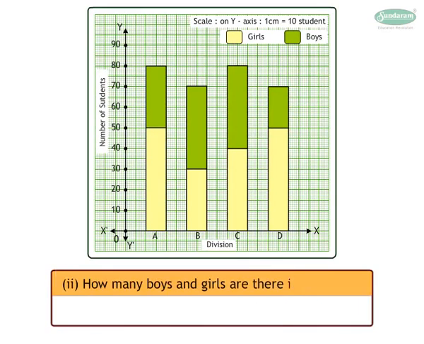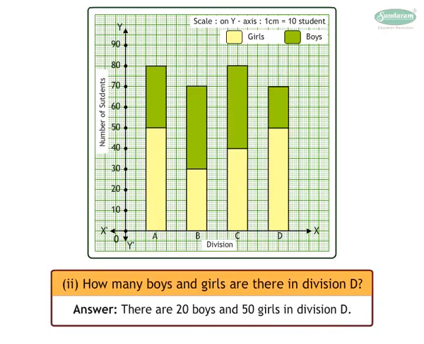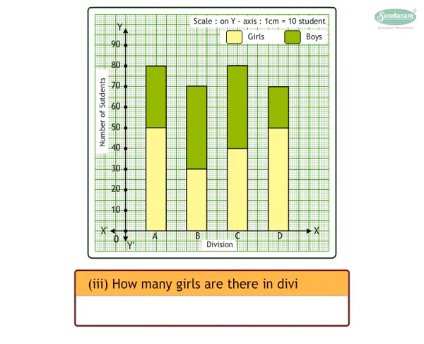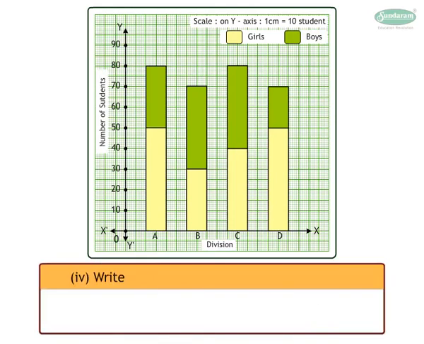2. How many boys and girls are there in division D? Answer: there are 20 boys and 50 girls in division D. 3. How many girls are there in division B? Answer: there are 30 girls in division B. 4. Write the ratio of boys to girls in A division.